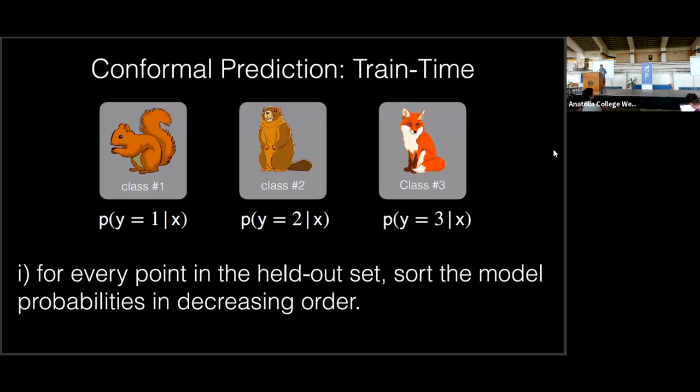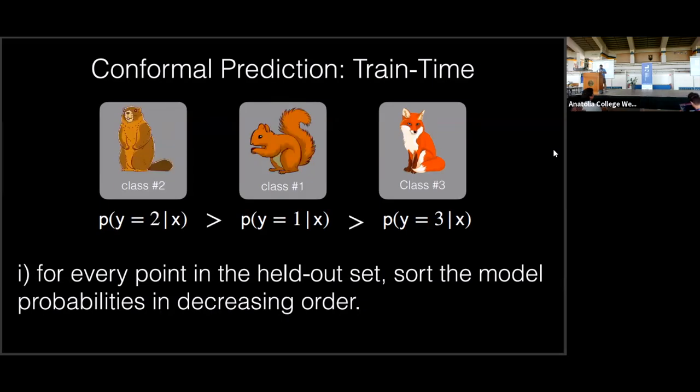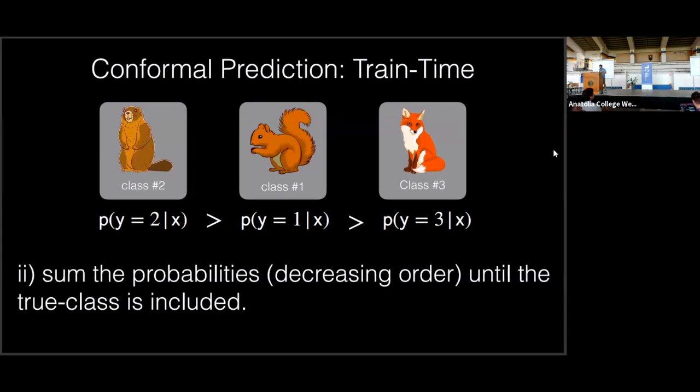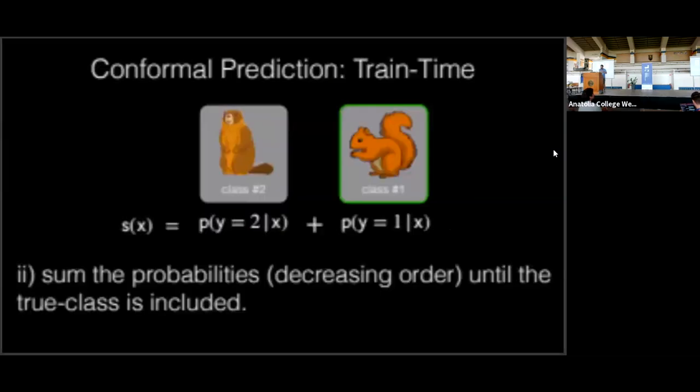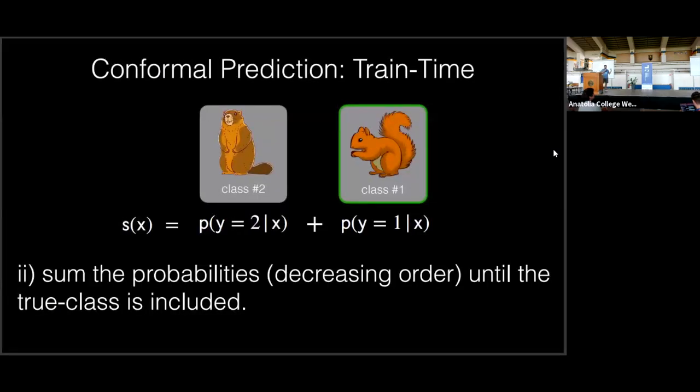And so the first thing we do is, for every point in some held out validation set, we sort the model probabilities in decreasing order. So say class 2 is ranked first, class 1 is ranked second, class 3 is ranked third. And then we will sum these probabilities in decreasing order until the true class is included. And we know the true class because it's our validation set. So say squirrel is the true class. And so we will construct a score S of X that takes the softmax output for class 2 and the softmax output for class 1 and sums them together.